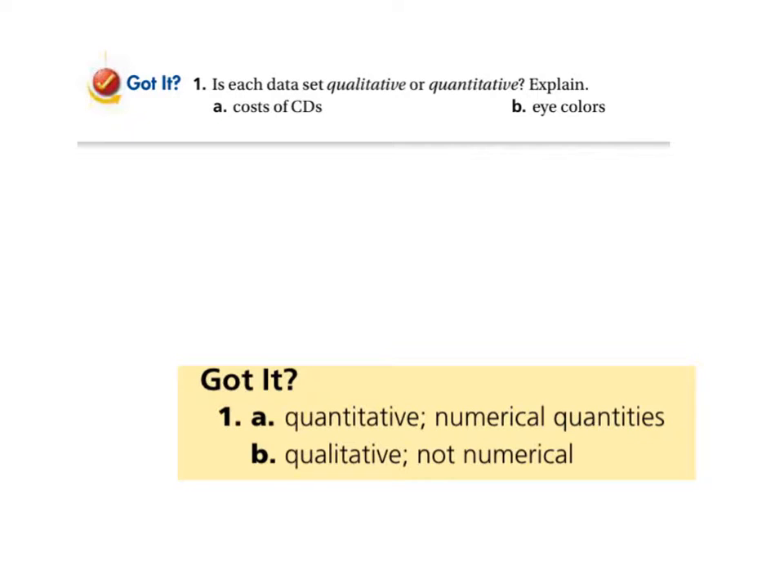Alrighty. So determining if something's qualitative or quantitative. Cost of CDs. You can certainly average the cost of CDs and come up with something that's quantitative. Eye color. You can't average blue eyes and, I don't know, green eyes and come up with aqua or something. Those are definitely qualitative. Again, they're non-numerical.